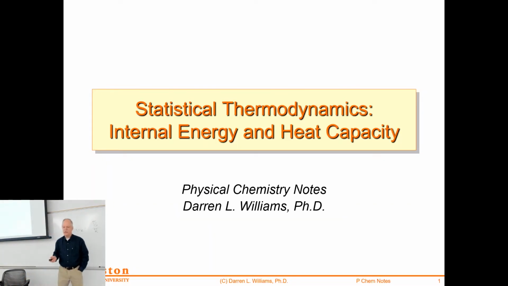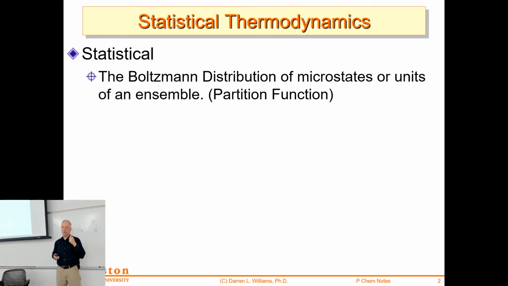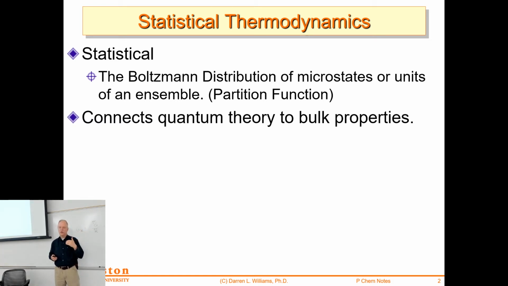So internal energy, we'll do that first, and we'll expand upon that next time. But today we'll mostly focus on heat capacity. This is the part of statistical thermodynamics. We've done the statistics part: the probability, the first lecture, Boltzmann distribution, microstates, and units of an ensemble. Like a mole of molecules would be an ensemble of identically prepared systems. That just means the molecules are indistinguishable.